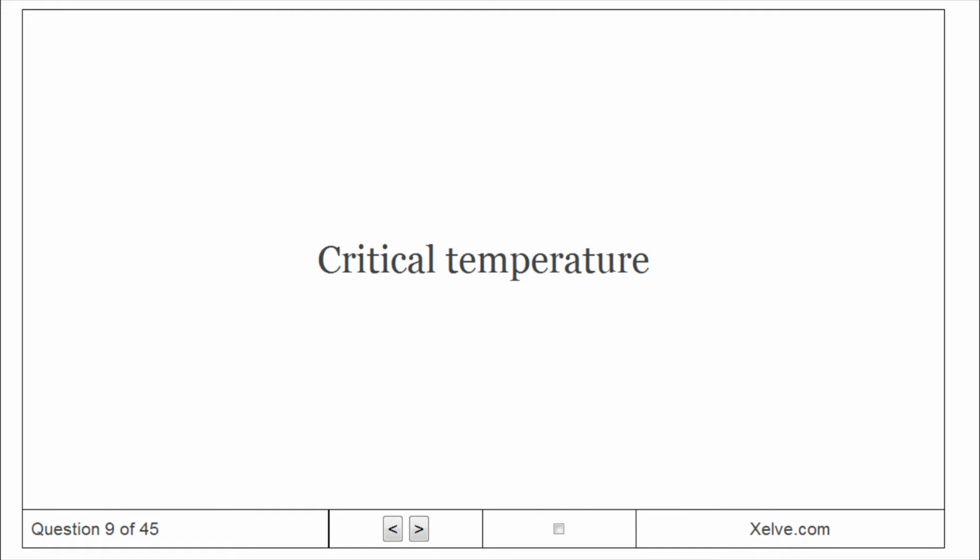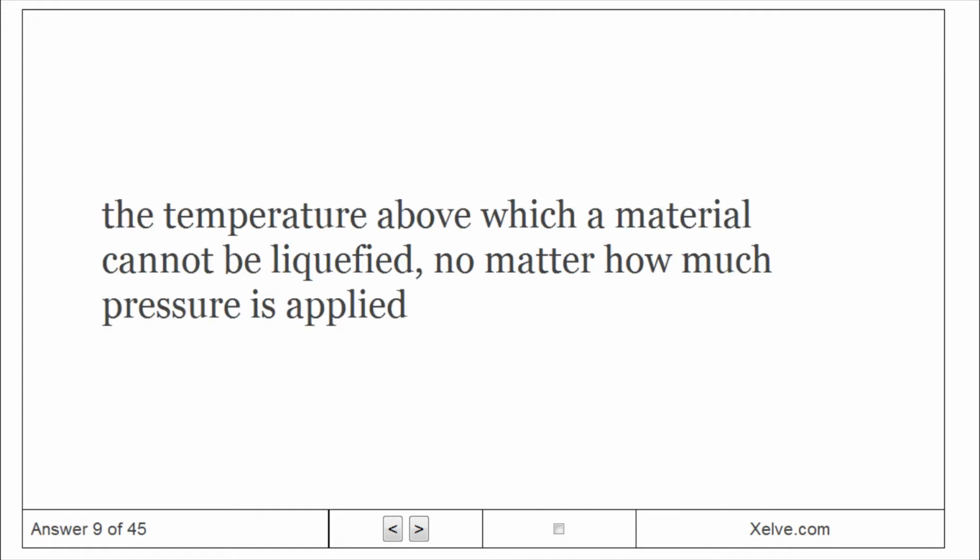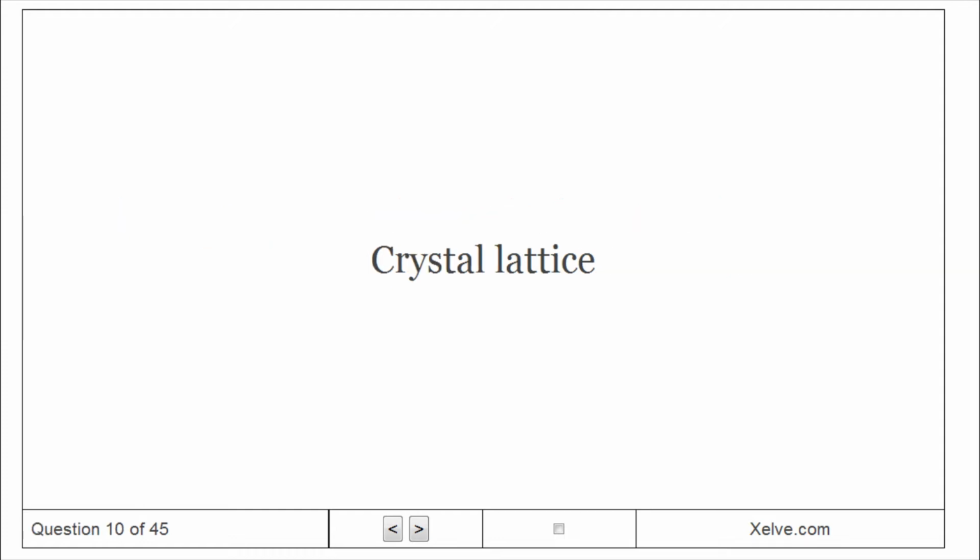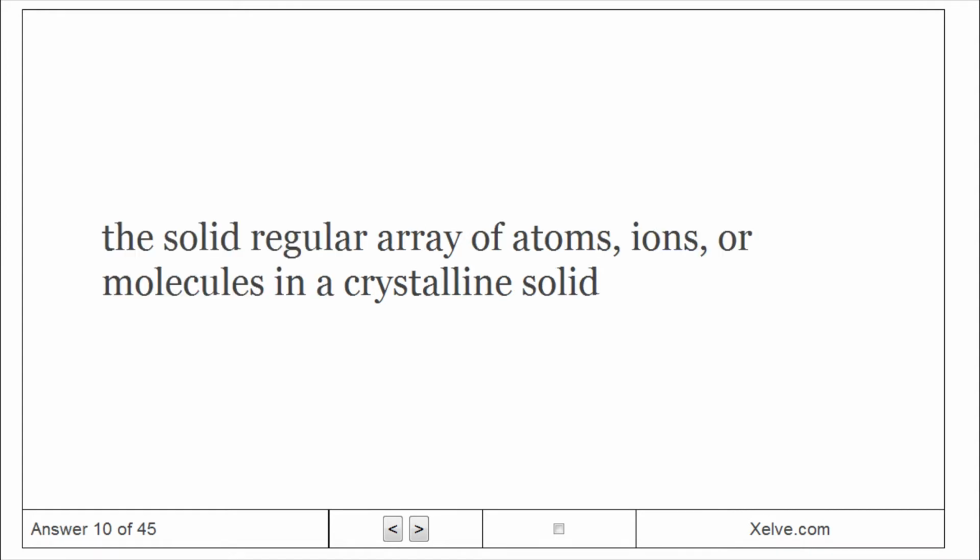Critical temperature. The temperature above which a material cannot be liquefied, no matter how much pressure is applied. Crystal lattice. The solid regular array of atoms, ions, or molecules in a crystalline solid.